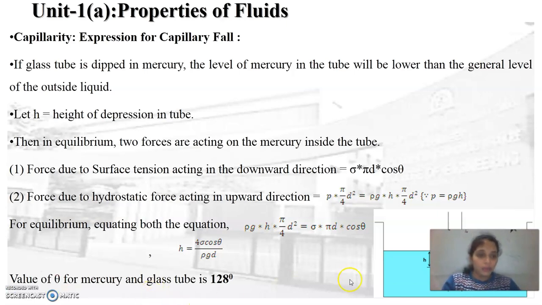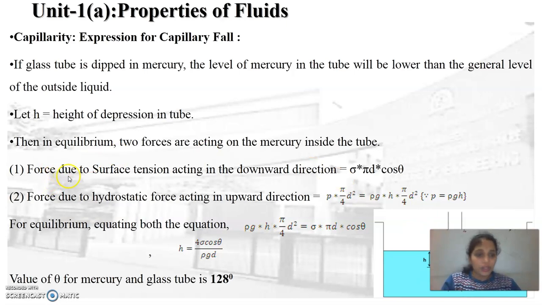In the diagram, you can see that let us consider mercury. If you dip the tube into that mercury, due to its specific weight, the mercury level in the tube falls below the surrounding mercury level in the tank. So how much is the fall? That fall we can determine from this small h.